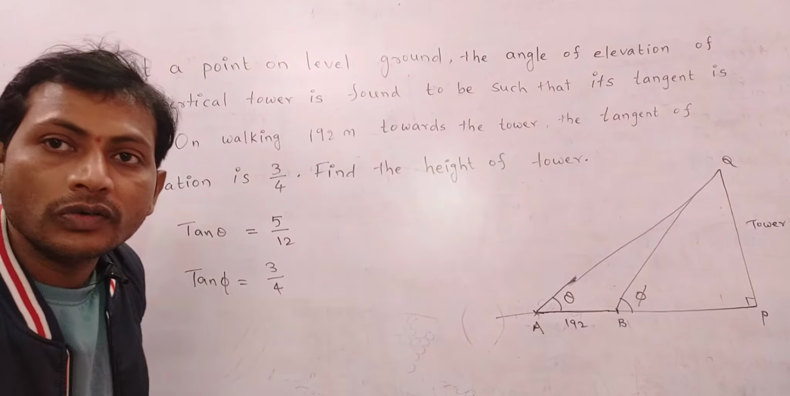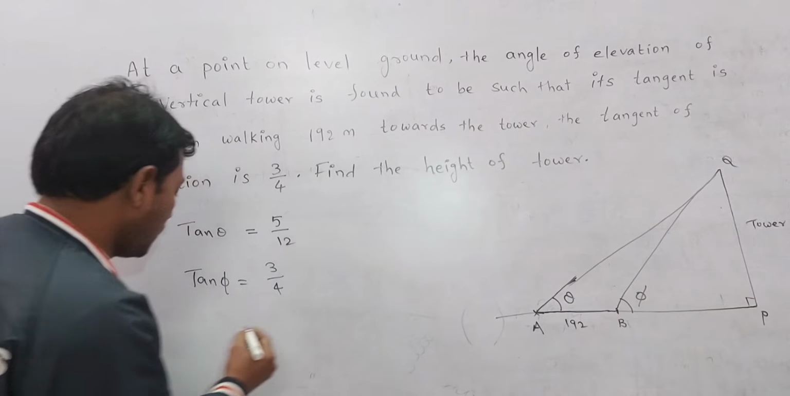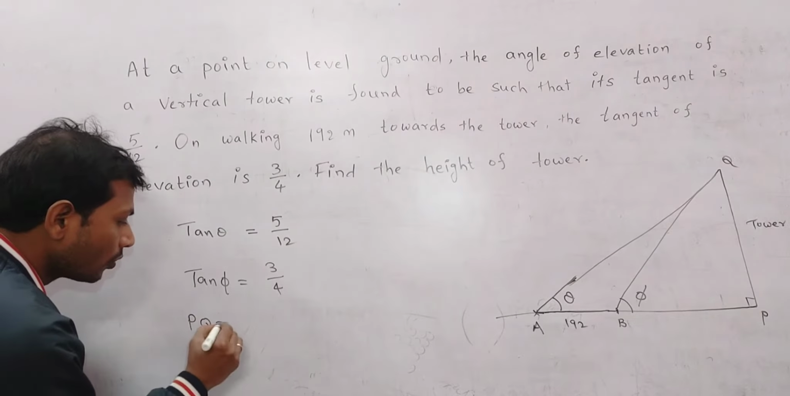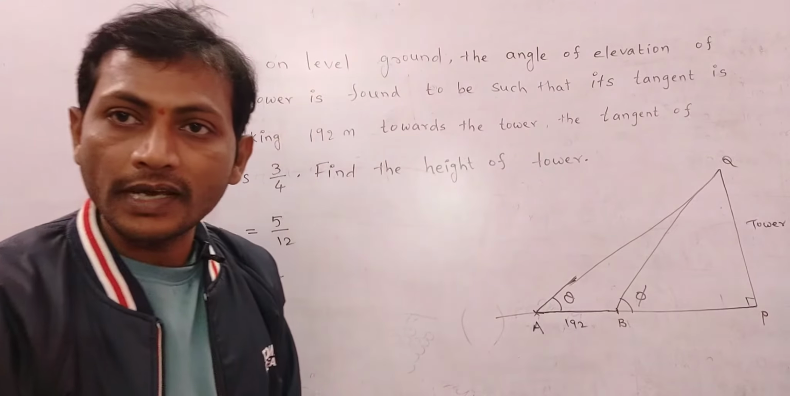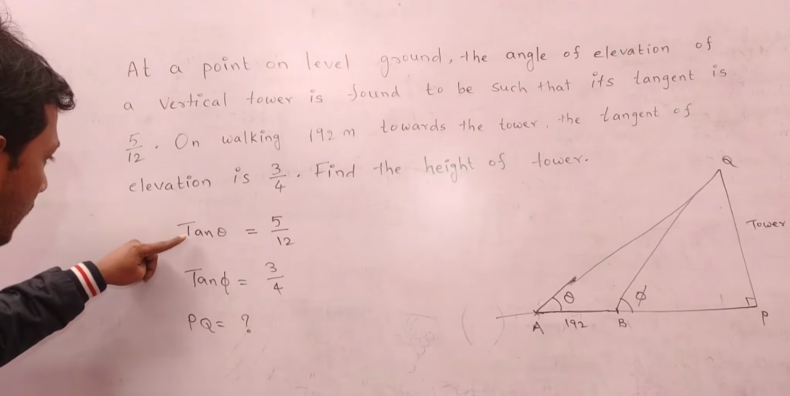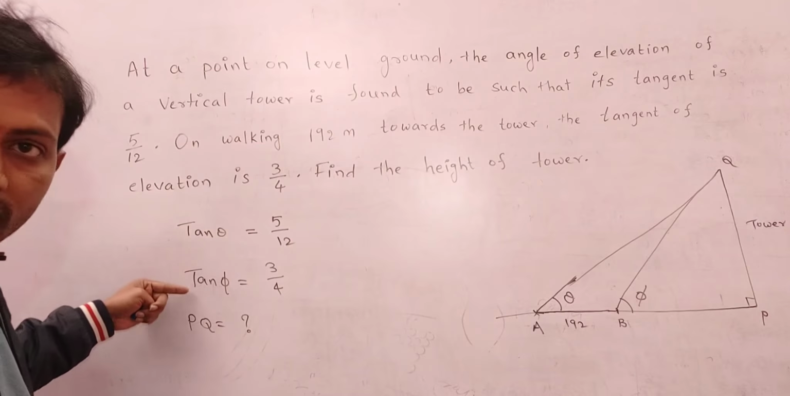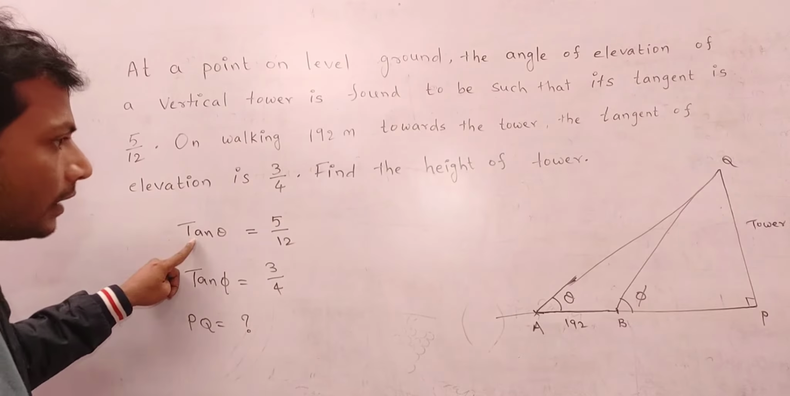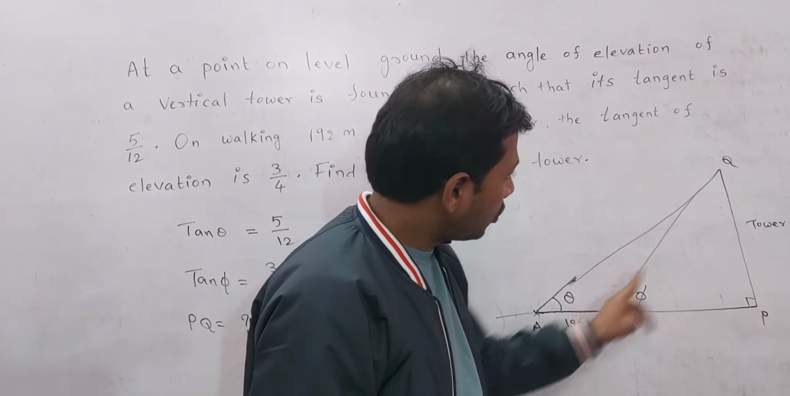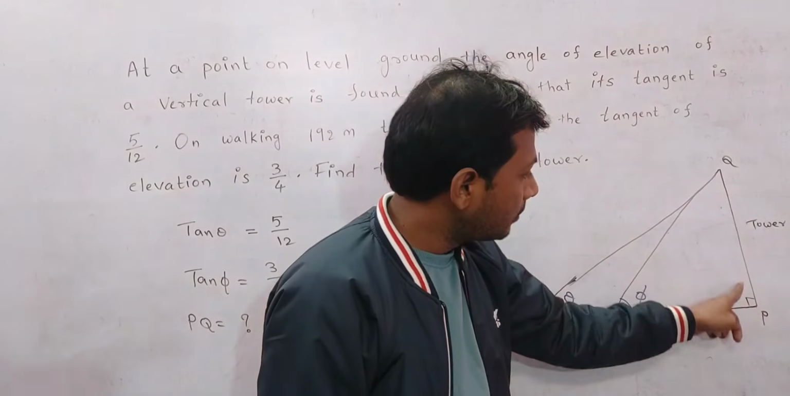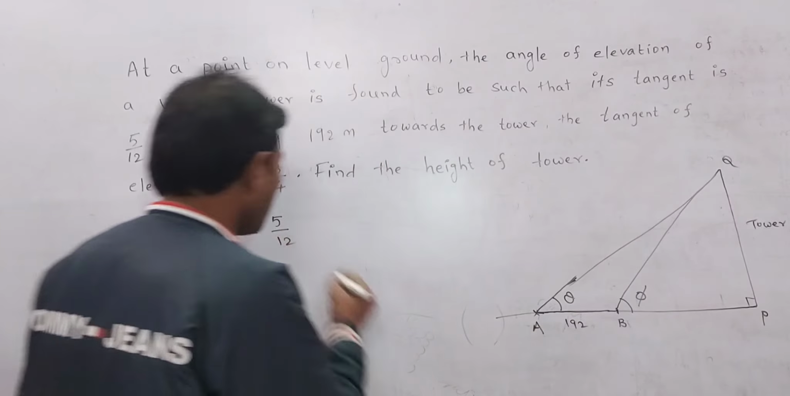Then what is the question asked to us? The height of the tower. Then PQ equals question mark. Sir, how are we going to solve this question? If you observe clearly, tan theta and tan phi are given. Then I am going to apply the same thing. So we know that in a right angle triangle, tan theta equals opposite side or height by base. In this first triangle I am going to take.